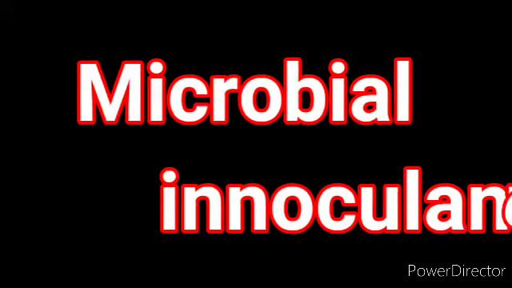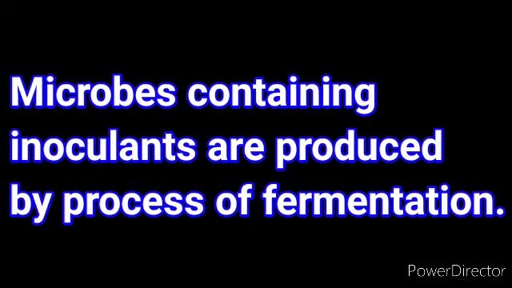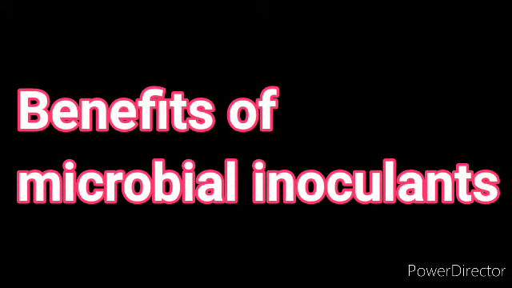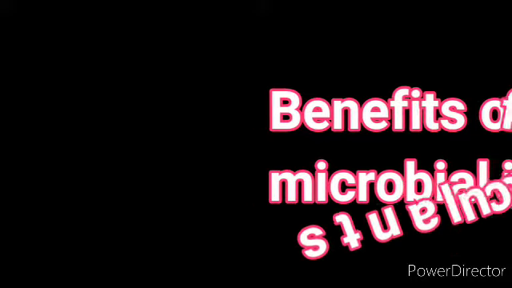Microbial inoculants, that is, सूक्ष्मजैविक संरोप. Microbes containing inoculants are produced by the process of fermentation. These microbial inoculants are used for spraying on seeds before sowing. There are many benefits of these microbial inoculants. Let us study them one by one.